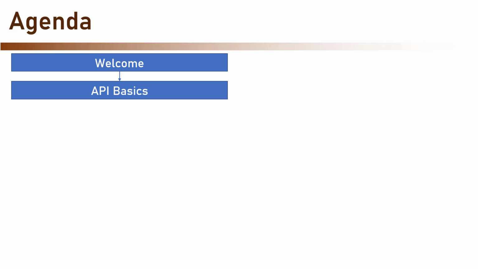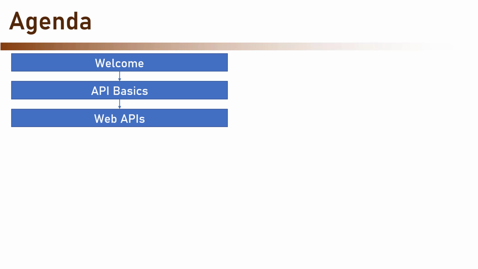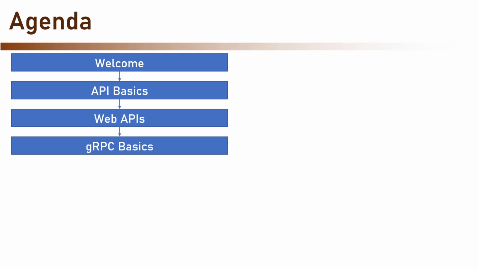gRPC is a type of API, so it's important to clarify what exactly an API is and what its goals are. Next, we are going to discuss web APIs, which are a subset of APIs. gRPC is a web API, so it's important to understand what exactly a web API is. Then we will begin our gRPC discussion.